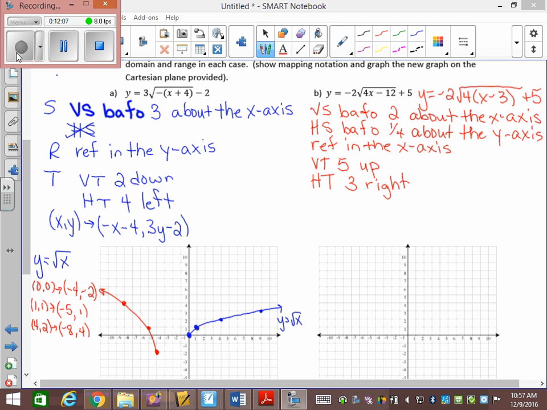And our coordinate (x, y) becomes, there's a horizontal stretch, you multiply our x by that, so a quarter. There's no reflection in the y, so it's not negative x. Move 3 right, so we're going to have to add 3. Vertical stretch by factor of 2, y. It's negative because it's a reflection in the x. And we move 5 up, so we add 5.